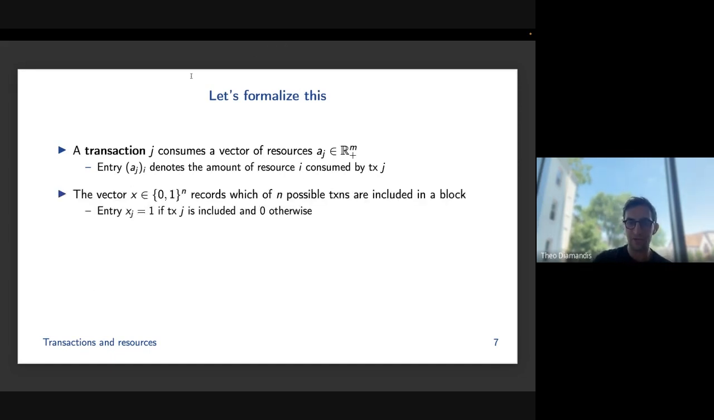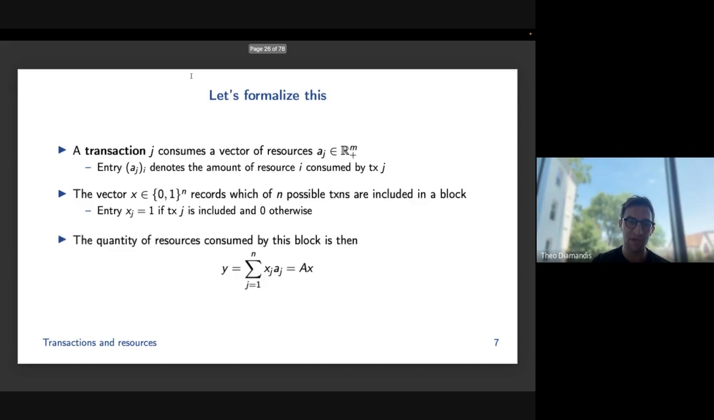Then we're going to introduce another vector x, which is this binary vector. So each element is either 0 or 1, which is going to record which of n possible transactions, so that might be transactions sitting in the mempool, are included in a particular block. So x_j is 1 if transaction j is included, and 0 otherwise. This allows us to write out the quantity of resources consumed by this block as just the sum of the x_j's times the a_j's, which we can put in matrix-vector notation as Ax. And we're going to call this resource consumption y. So the columns of A here are each resource vector, and then x is this binary vector.